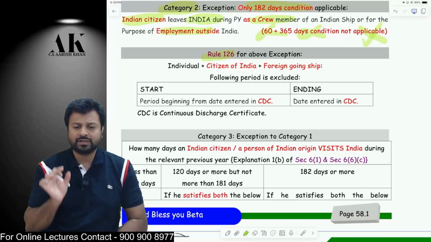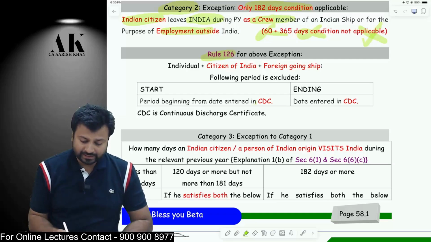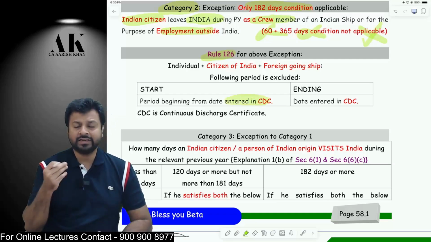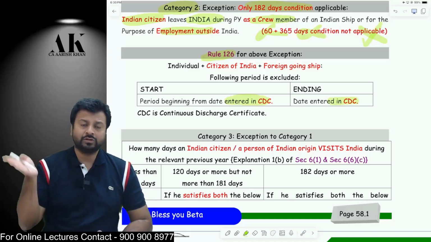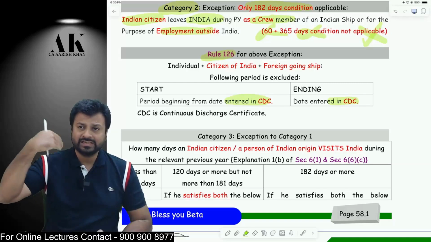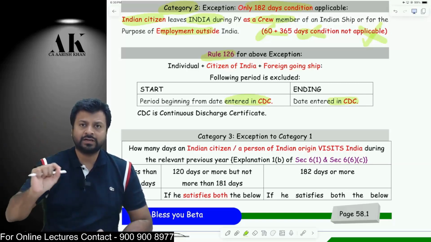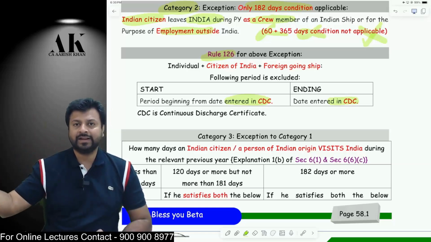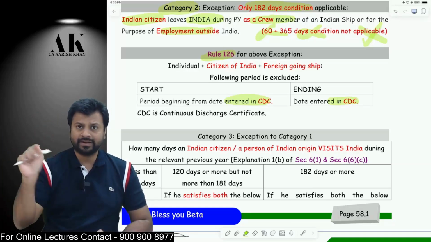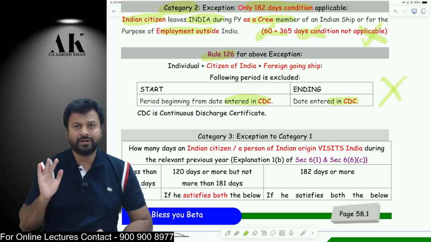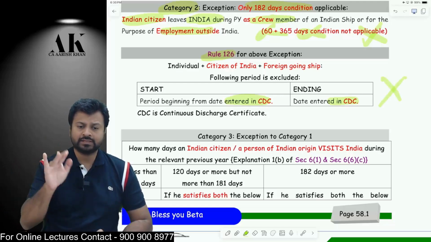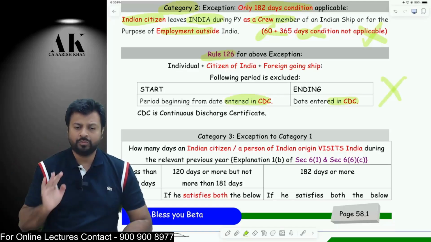For that purpose, the Government of India said that the period starting from the date entered in the continuous discharge certificate to the date entered in the continuous discharge certificate. So the day on which the employee has signed on in the continuous discharge certificate, from that date till the date on which the captain has signed off in the continuous discharge certificate, that much period should be excluded from India. And the remaining period will be considered to be part of India. I hope it is clear to all of you.